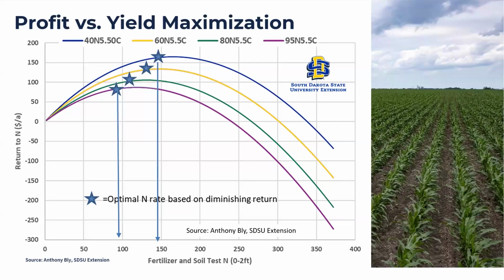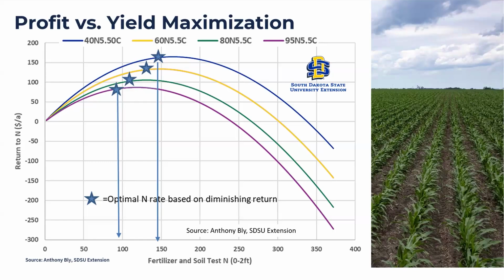So I want to talk about the philosophy behind yield maximization versus profit maximization. For years, we've seen a push for yield maximization, or this idea that farmers need to get as high of yields as possible. And while that's a good way to think, it doesn't exactly line up with what we need to think about economically.